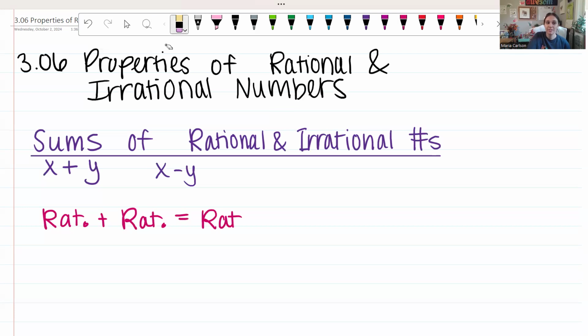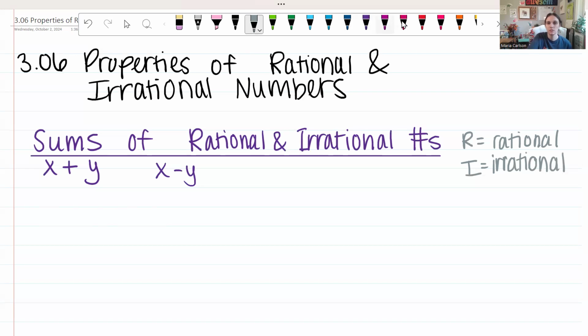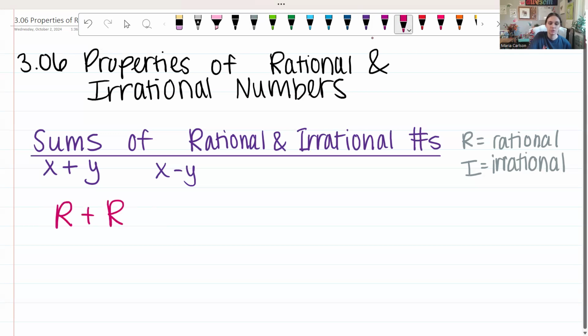So I'm going to abbreviate here. R stands for rational. I'm going to write that over here. So R is a rational number and I is an irrational number. Right. So if I have a rational plus a rational number, that is going to give me overall a rational result.